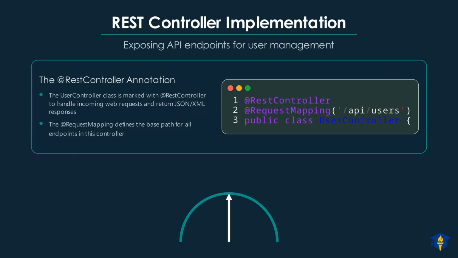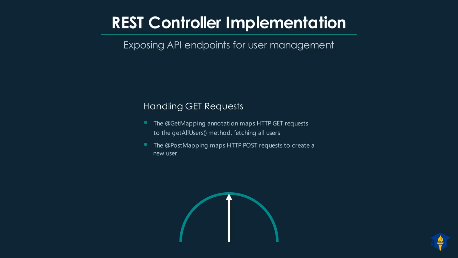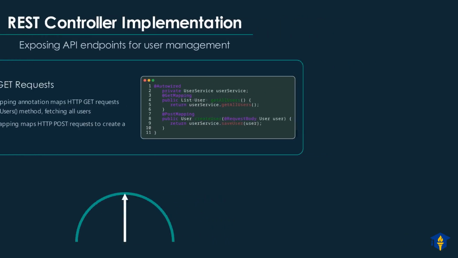As you can see, the user controller is defined with @RestController and the request mapping. Now, let's see how this controller handles HTTP GET requests and POST requests. @GetMapping directs HTTP GET requests to the getAllUsers method, while @PostMapping handles POST requests for creating new users. This code implements methods to fetch all users and create a new user using @GetMapping and @PostMapping.